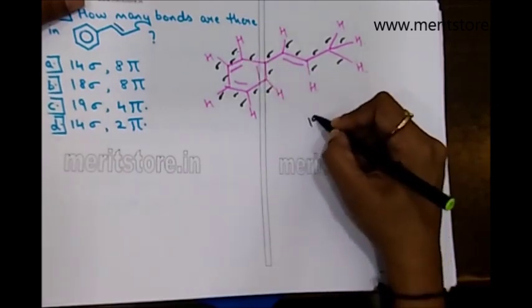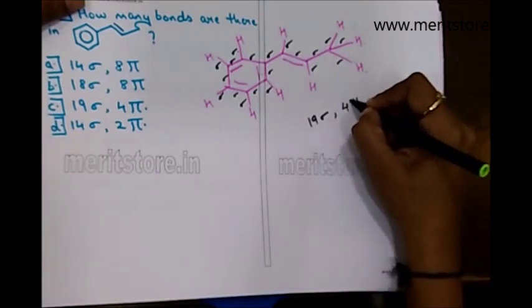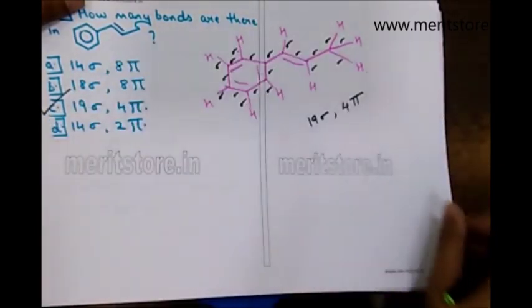There are 19 sigma bonds and we can see 1, 2, 3, 4. There are 4 pi electrons, hence our option is C.